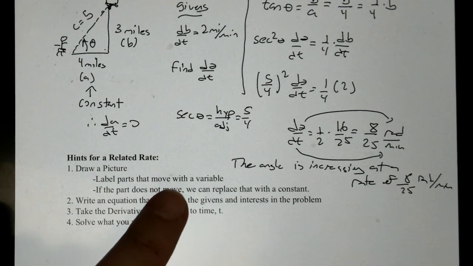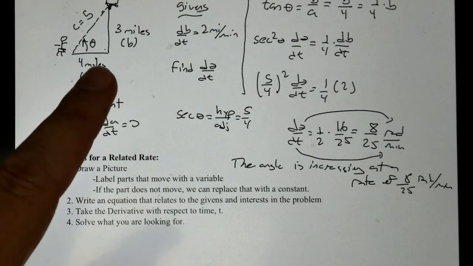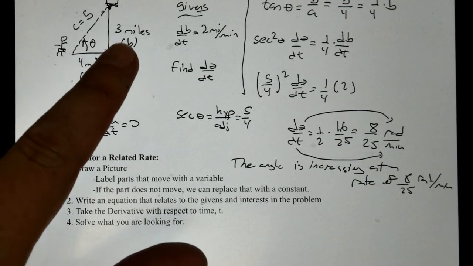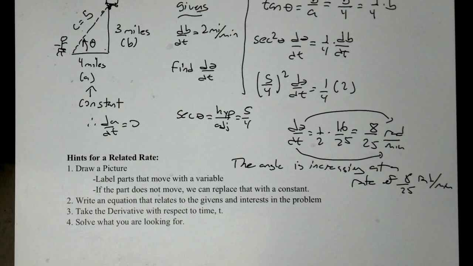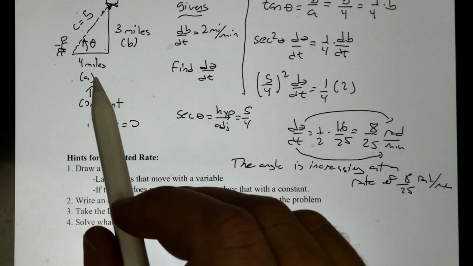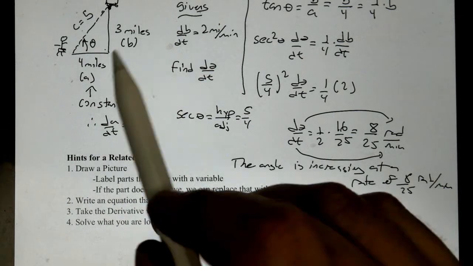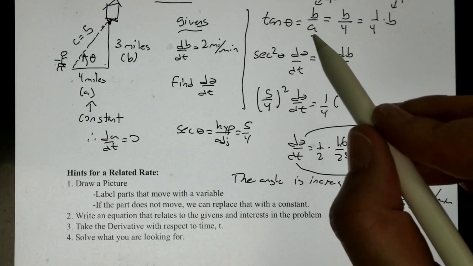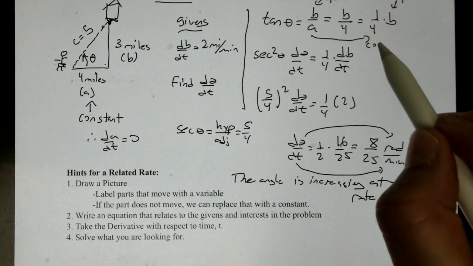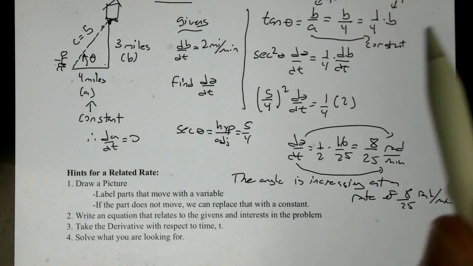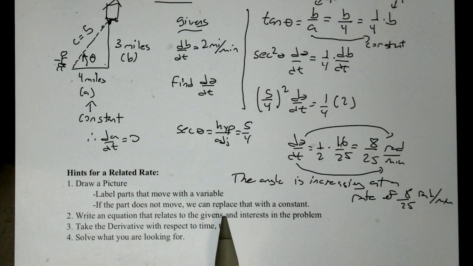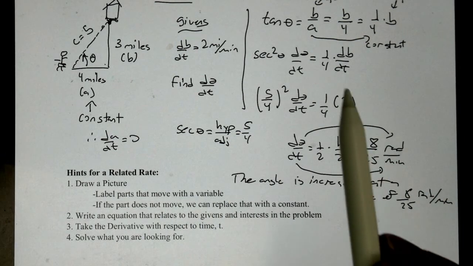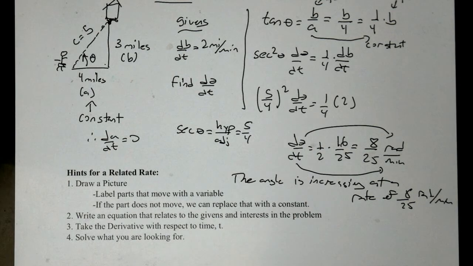Label the parts that move with a variable. Like notice here I put a variable on the b. If the part does not move, you can replace that with a constant. And that's what we did with the distance right here. That 4 was a constant. I was able to just replace my constant with a 4. Write the equation that relates. So in this case, we use tangent. Take the derivative with respect to t, which we did, and then solve for what we wanted, dθ/dt.